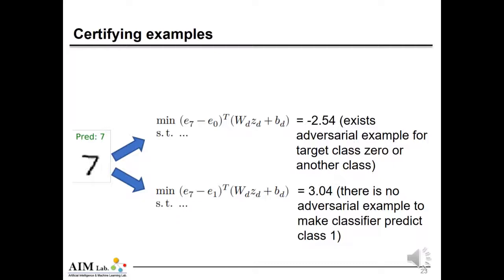So, if we have a 7 image here, and say we solve some problem and are trying to have a targeted attack on the class 0, and the result is negative, this means that we have an adversarial example. Whereas, if we do something like this to target class 1, the result is positive, that means there is no adversarial example.